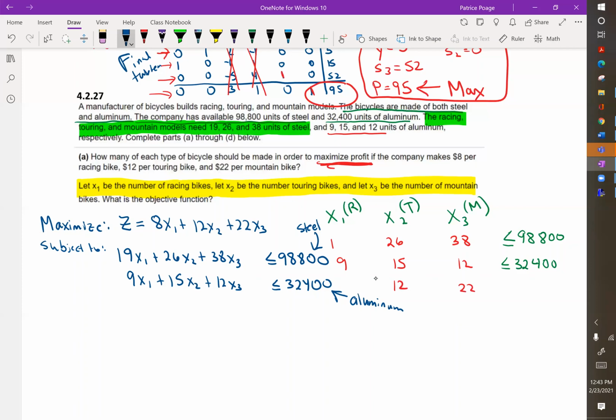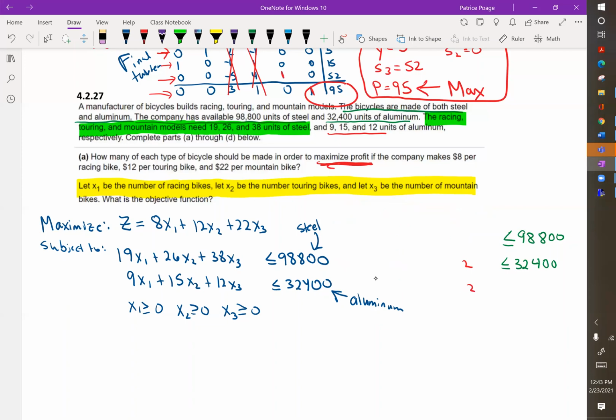And then technically you're supposed to say it doesn't make sense to have a negative number of bikes. So X1, X2, and X3 all have to be greater than or equal to 0. I'm erasing my scratch work here. So what we've just done is we set up our linear programming problem. Okay. What it's going to ask for on this problem is it wants you to type in the objective function, and then it immediately asks you for the answer. Okay, but there's no shortcuts. This is how you're going to have to do it.